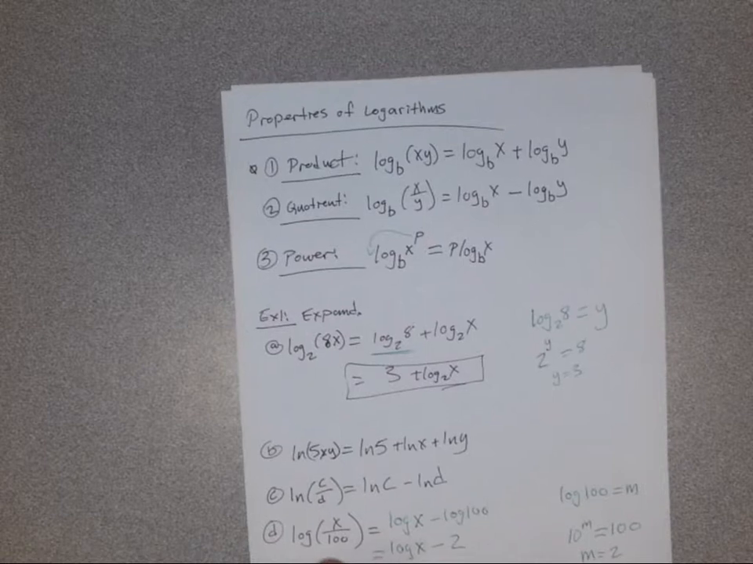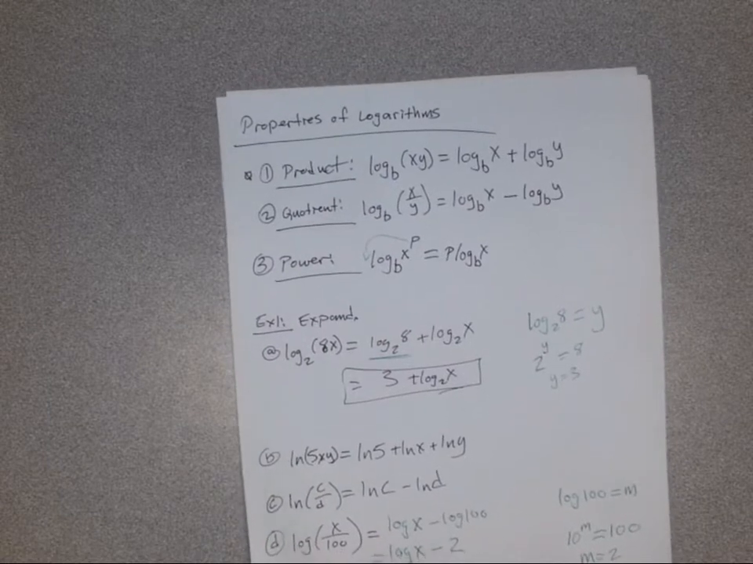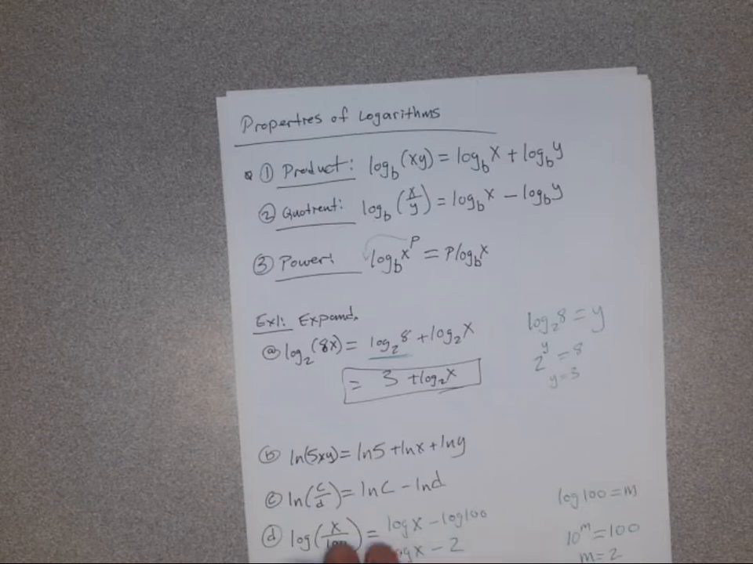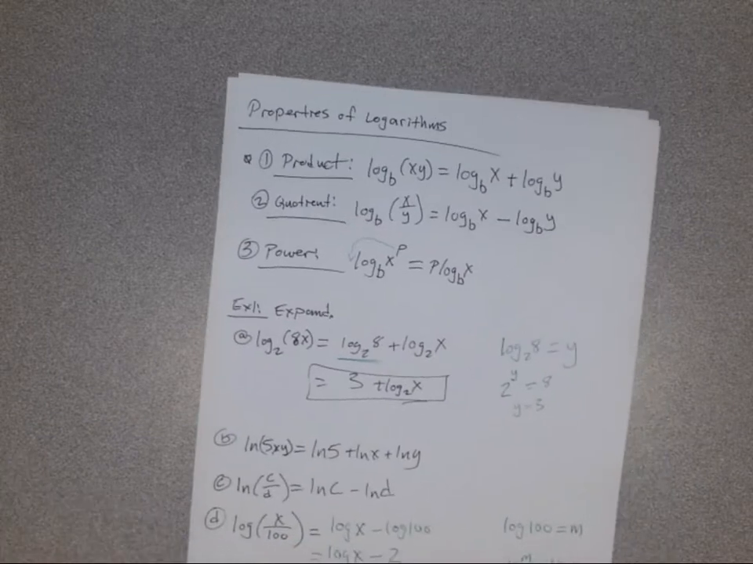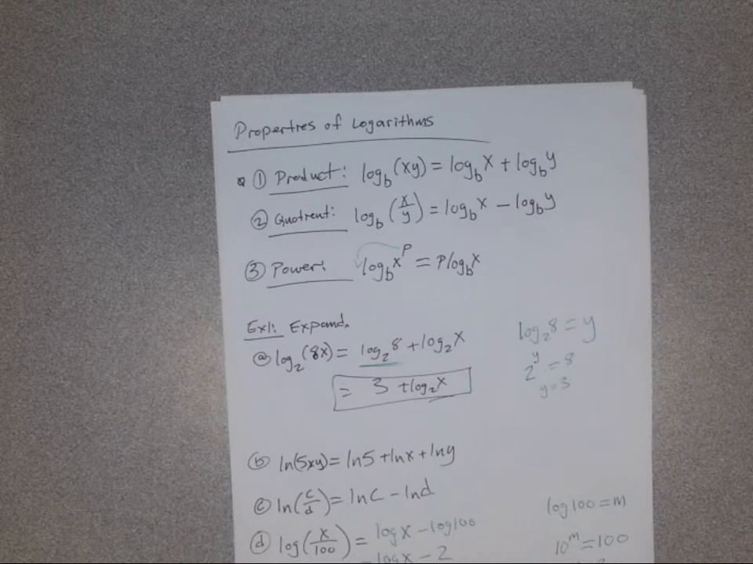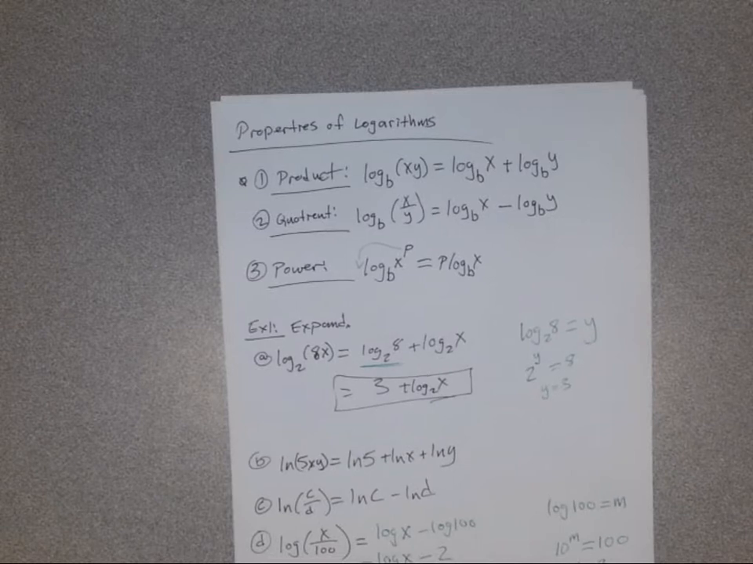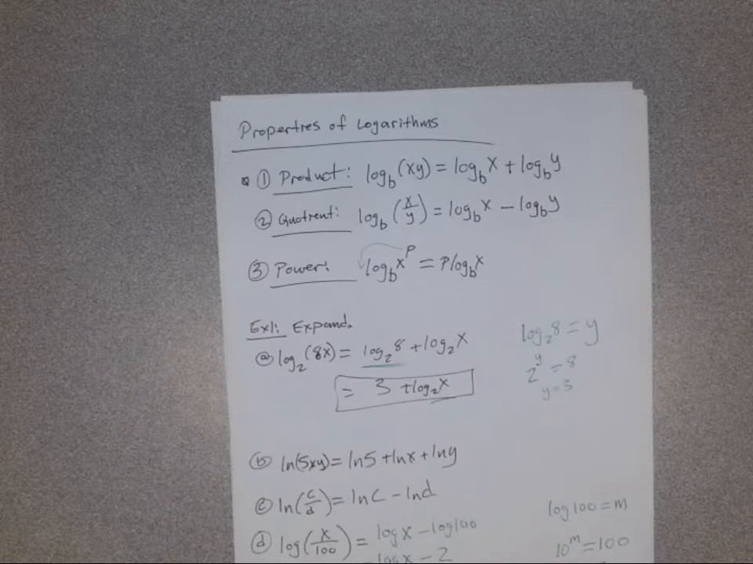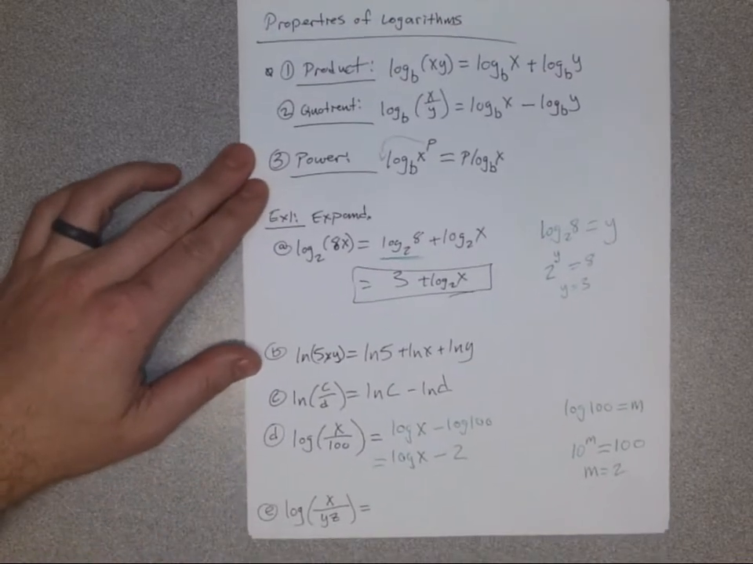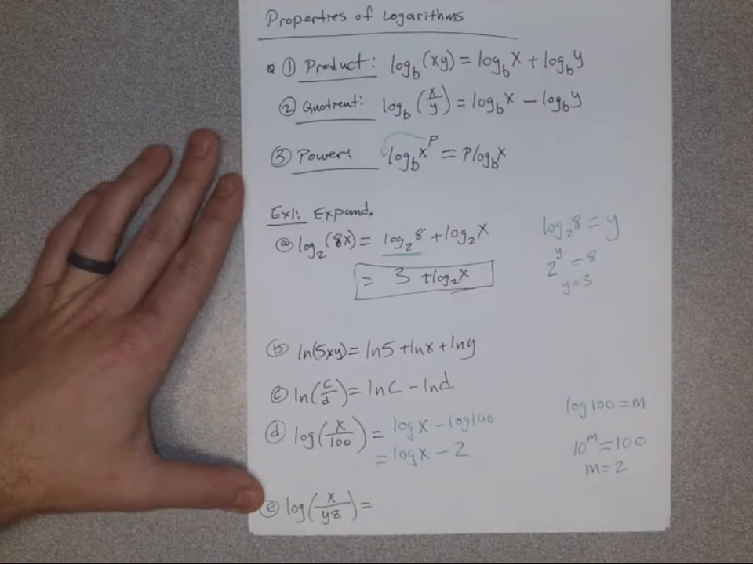All right. And what about part E? Let's say we have log of x divided by, let's call it y times z. Oh, my bad. Log of x divided by y times z.